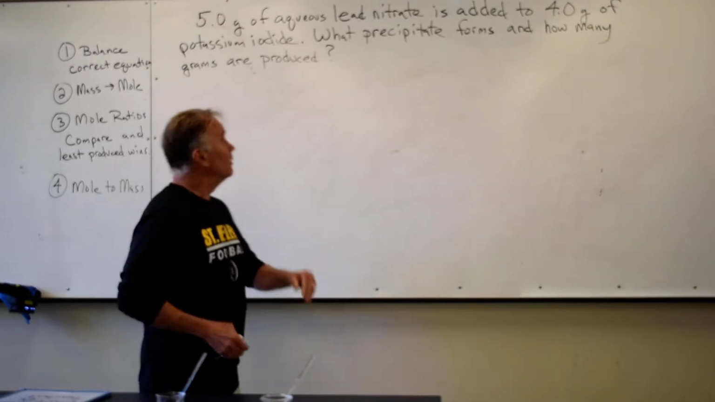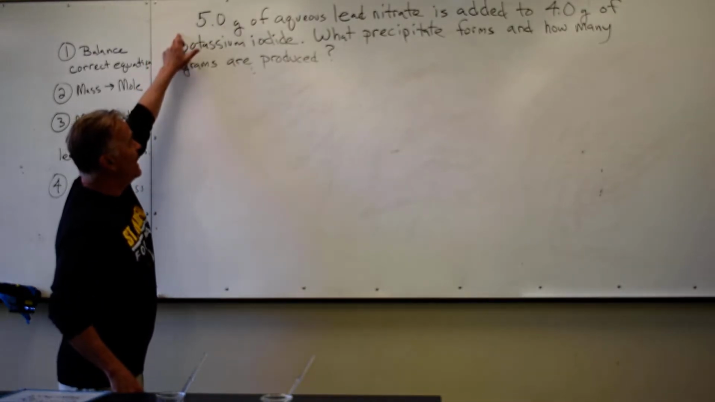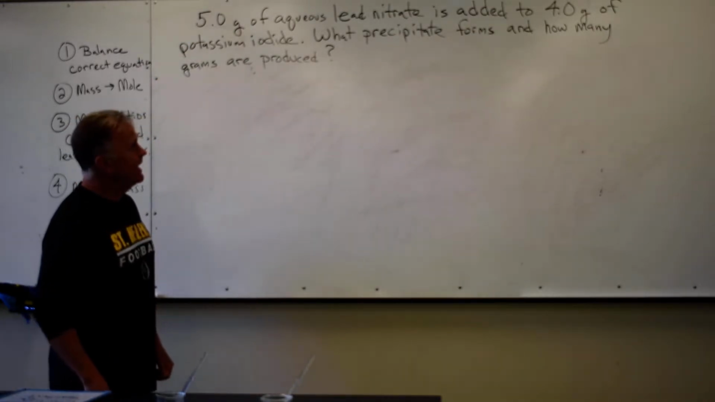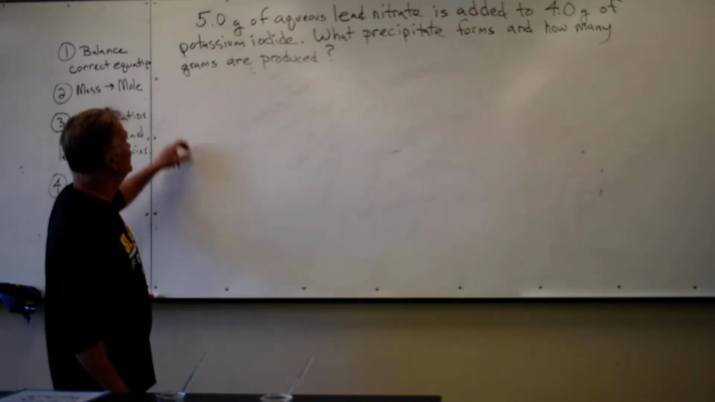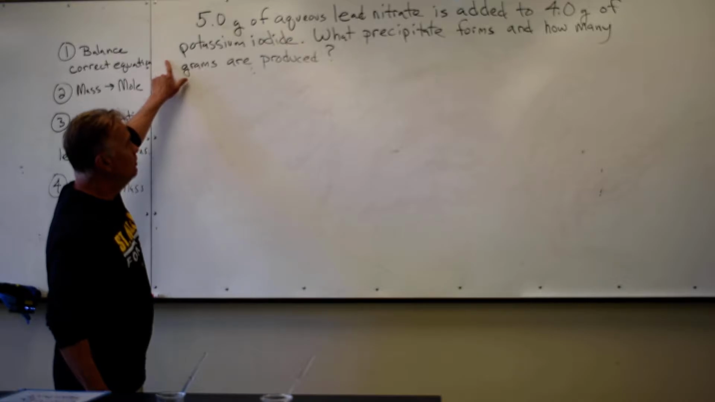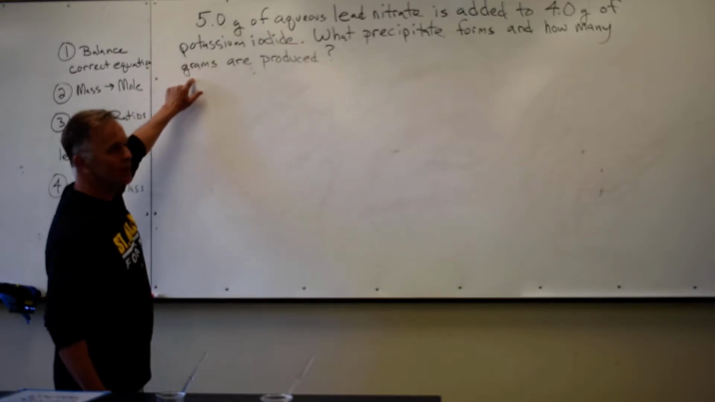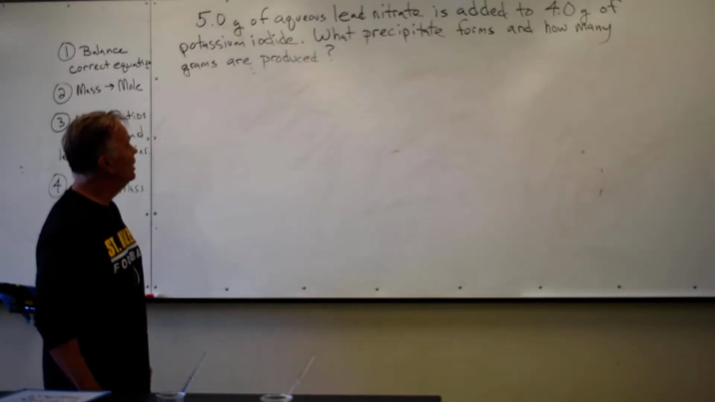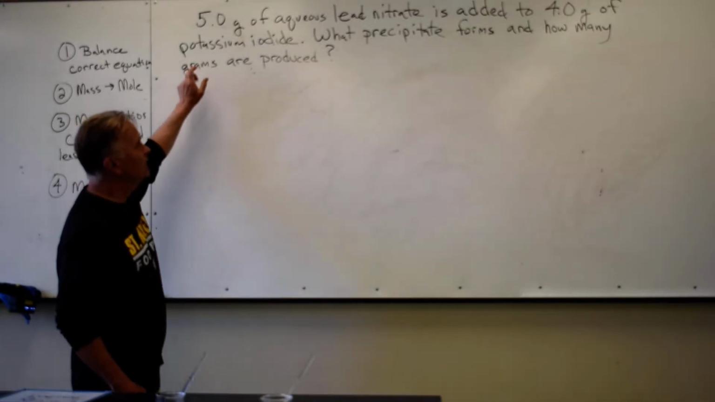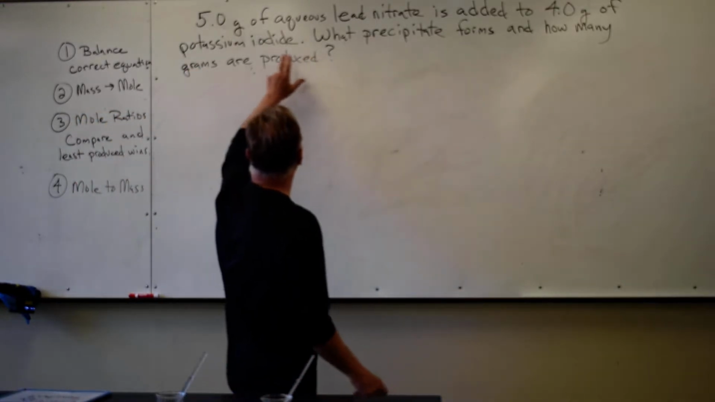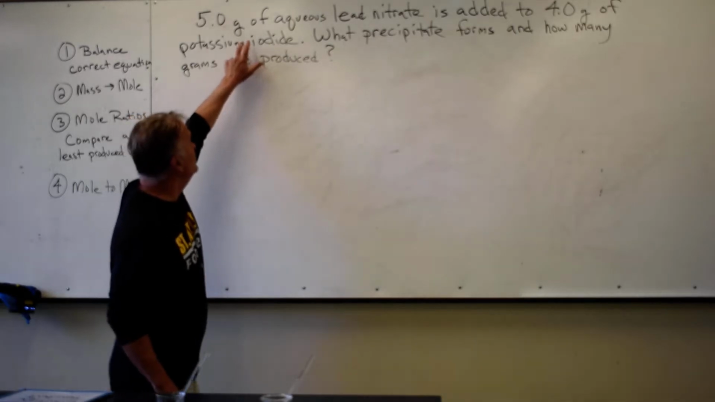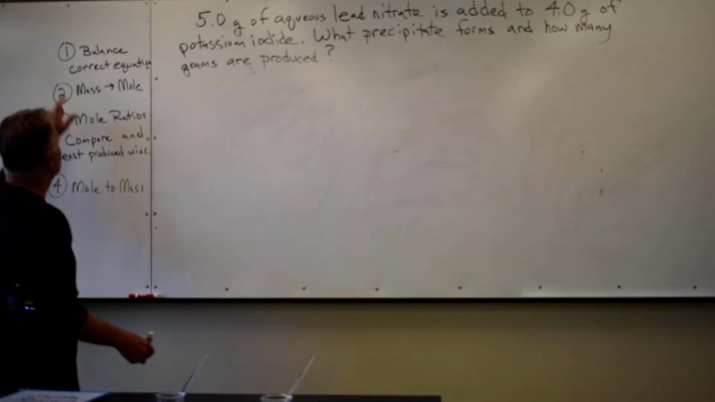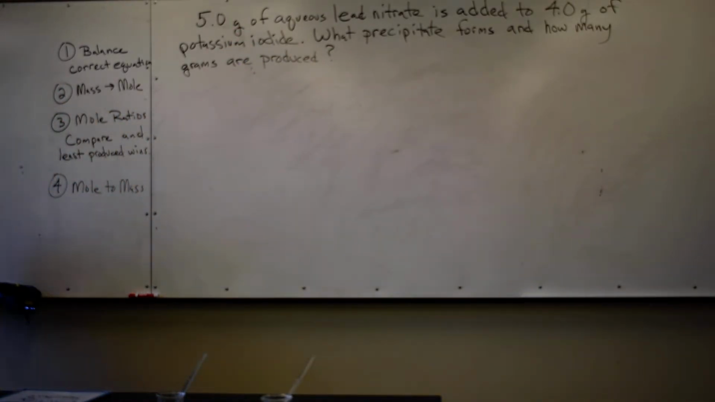So, here's our problem. 5 grams of aqueous lead nitrate is added to 4.0 grams of potassium iodide. What precipitate forms and how many grams are produced? Get the cobwebs out. Let's go. It looks like there's fewer grams of potassium iodide, but we do need to work through the problem. Okay, so first thing, balance the correct equation.